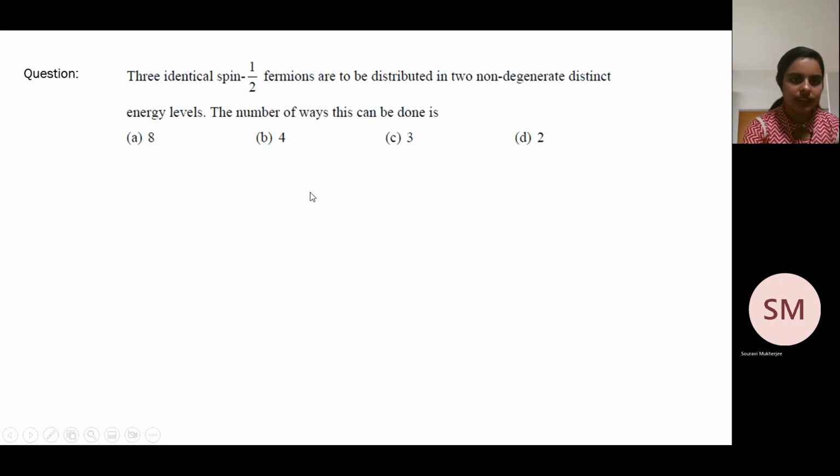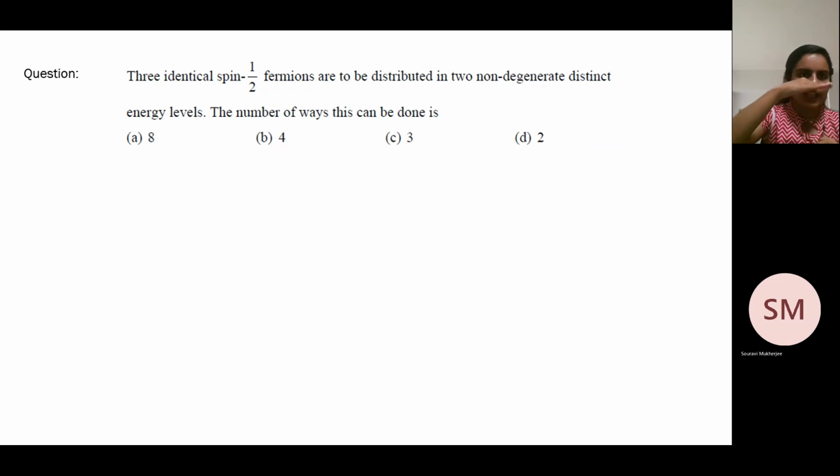Now, in the next question, you have three identical spin-half fermions, and they are distributed in two non-degenerate distinct energy levels. The question is how many ways can this be done? So now you have two energy levels, right?